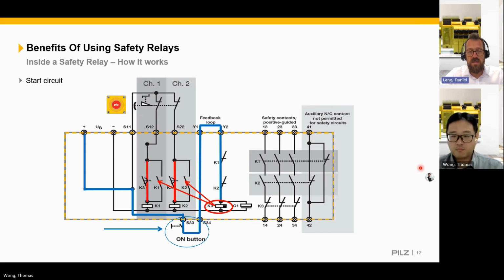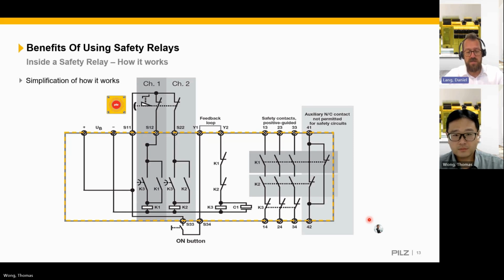Here is the start circuit. Also here with the supply voltage, you have an on, start or reset button, which goes over the feedback loop. We just wired it here for simplification, very easy. Over the contacts of K1 and K2, which are normally closed contacts, it goes to the force guided relay K3. And K3 has contacts for channel 1 and channel 2 of the input channel.